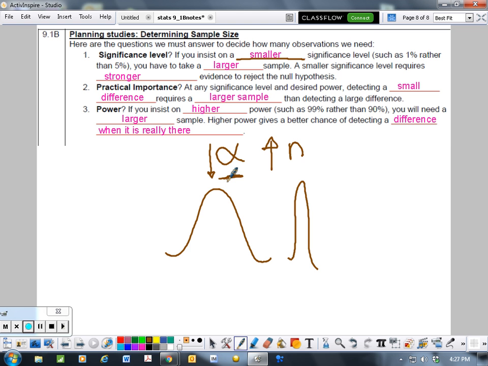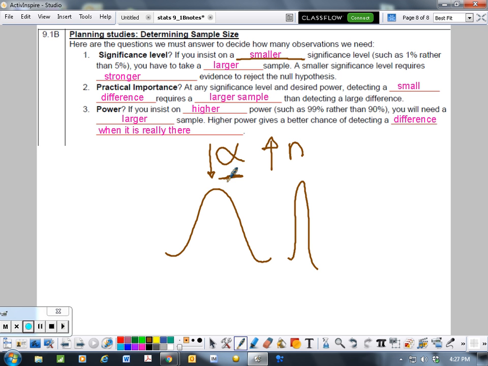Practical importance. At any significance level and desired power, detecting a small difference requires a larger sample. So if you want to detect a very small difference, you need to have a lot more people, which is more expensive. Power. If you want a higher power, such as 99% rather than 90%, you need a larger sample. So really, you can't go wrong with a larger sample.